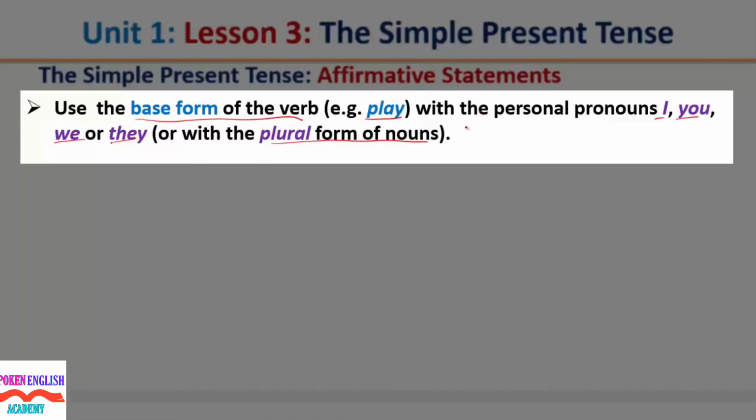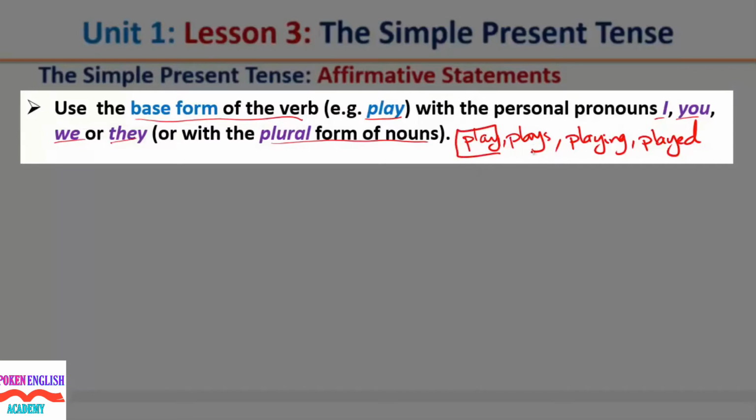Now, pay attention to this example. The verb play has four forms. We have play, we have plays, we have playing, and we have played. Now, the base form of the verb play is the first one, play.